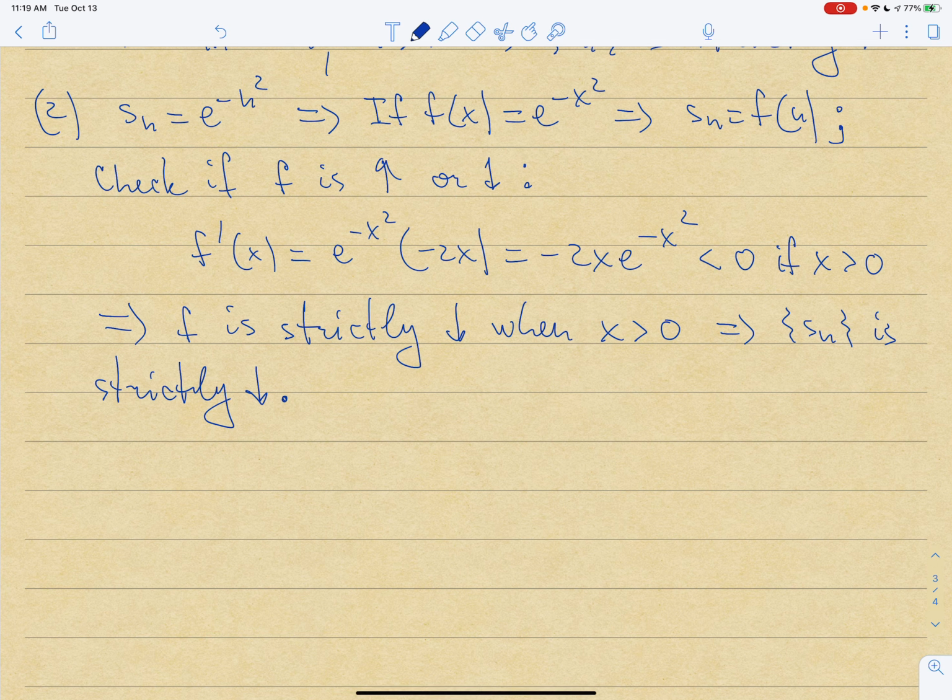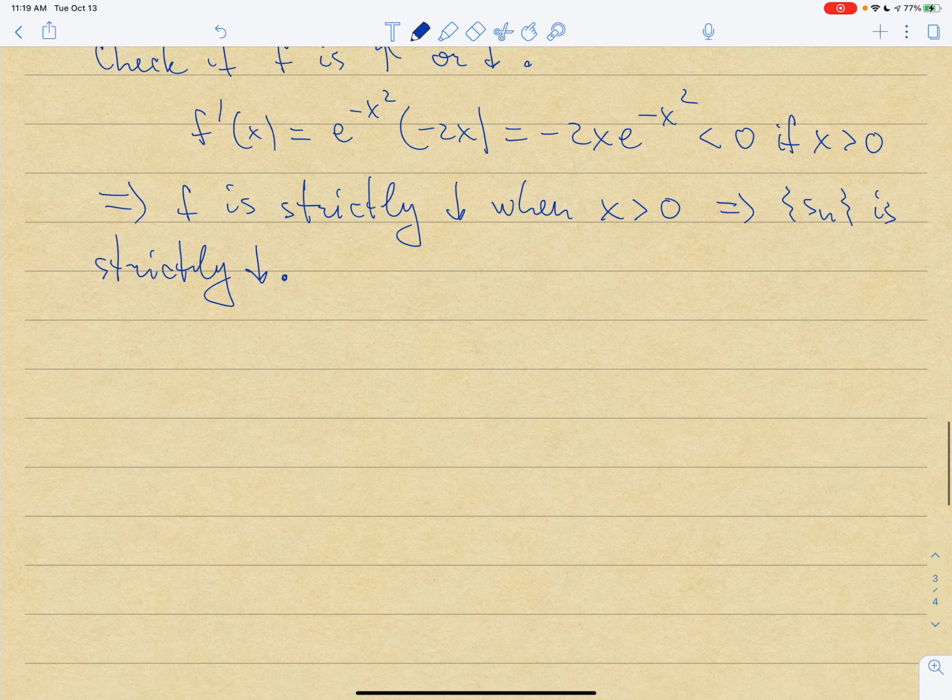So that is something to keep in mind in the future. If I want to check if a given sequence is monotone or not, I either take a derivative of a corresponding function, or I estimate the difference between two consecutive terms of the sequence. All right, so now let's look at some properties of the monotone sequences.